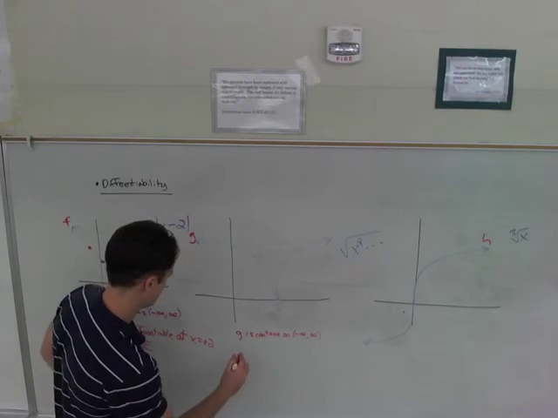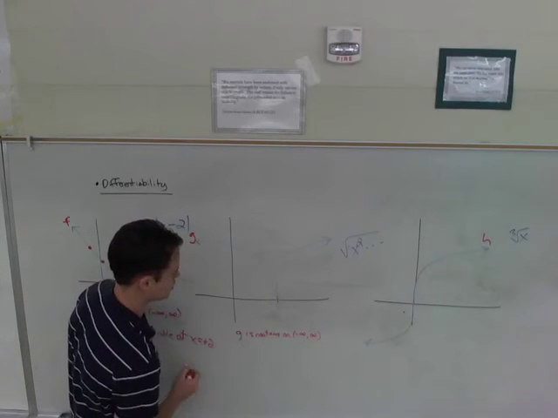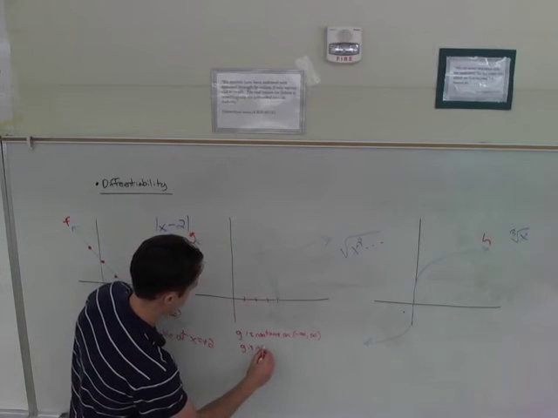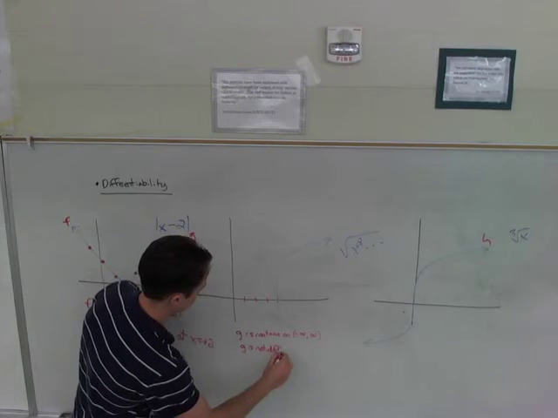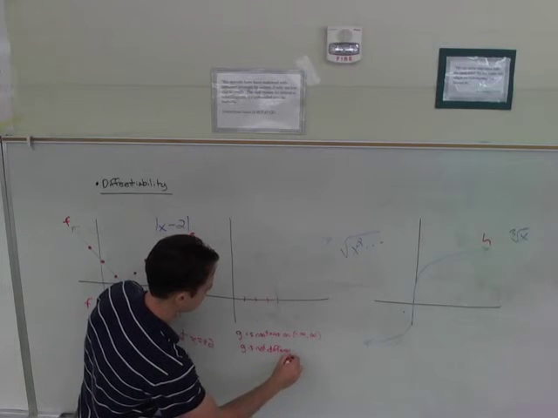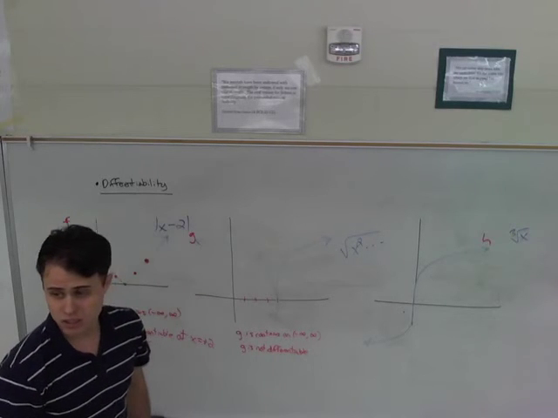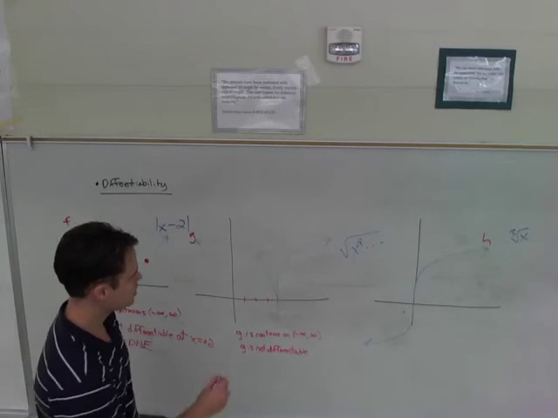At some point C, wherever this is, G is not differentiable right there. Is it continuous at that point? Yes, it is. Okay, that's key. It is continuous at that point. This point is called a cusp.